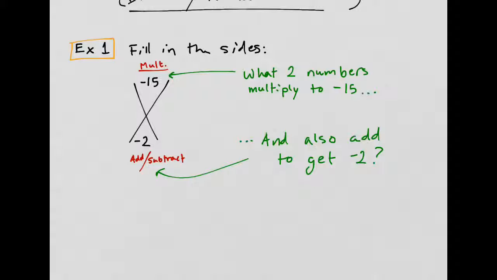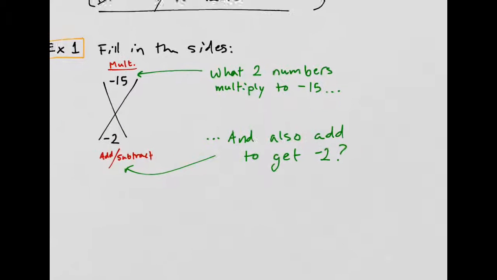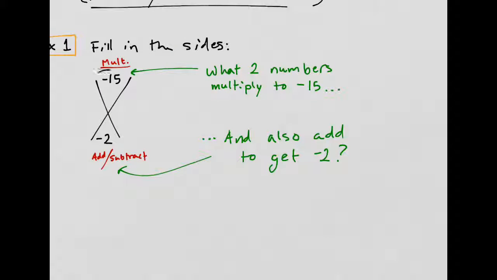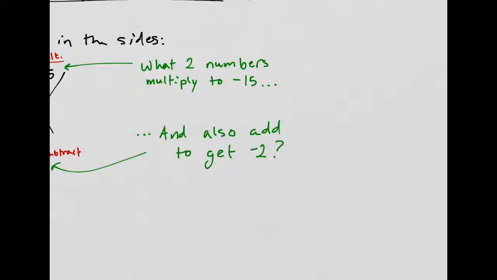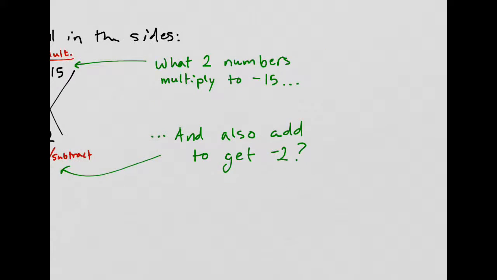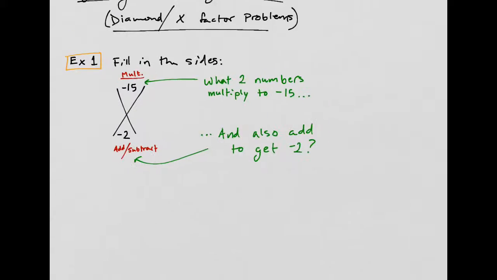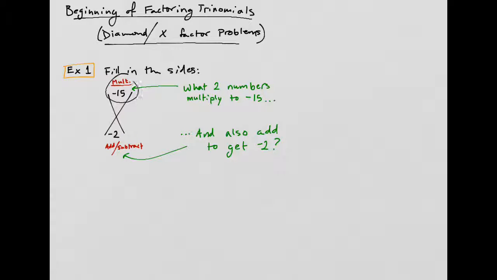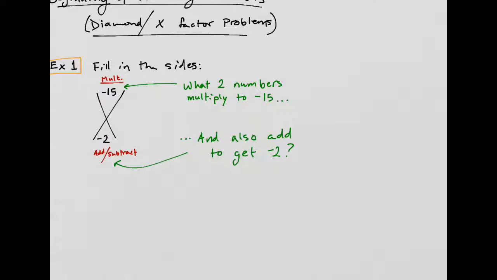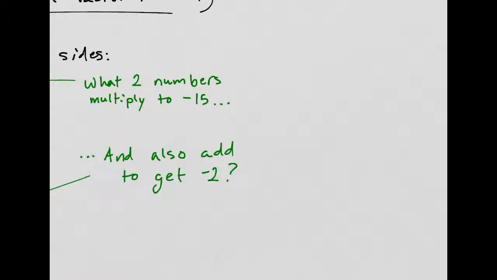Well, especially if these are really big numbers, what I do is write out the factors of negative 15. This is how I'm going to solve this. By the way, when you put in the numbers it looks like a diamond. That's why they call it diamond problems, or X factoring, because you use an X to do it. Multiplying to get the number on the top, adding to get the number on the bottom. Okay, let's write out the factors of 15.